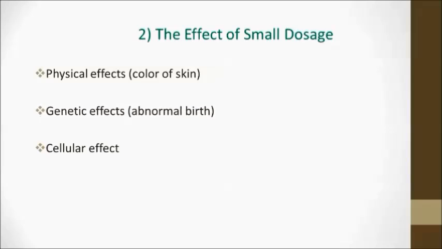But genetic defects are changes in the sex chromosomes composition which result in abnormal birth. The last one, cellular effect. There are changes in the cell's composition which lead to destroying the cells. For instance, if the chemical composition of hemoglobin changes, it becomes incapable of carrying oxygen. Is it clear? Okay.